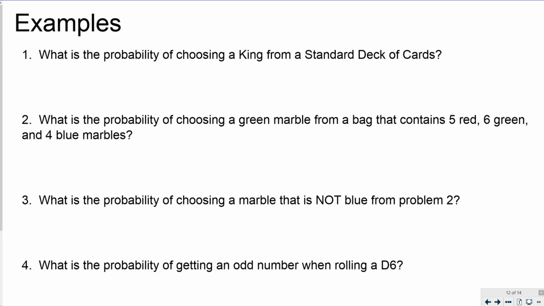So I'm just going to rapid fire through some examples really quick. What is the probability of choosing a king from a standard deck of cards? A standard deck of cards just means the regular old 52. So probability of choosing a king, just like we saw before, any particular card, there are 4 copies of it in a deck, one of each suit, and there would be 52 total cards in the deck. And then that probability is 1 over 13 when you reduce it.